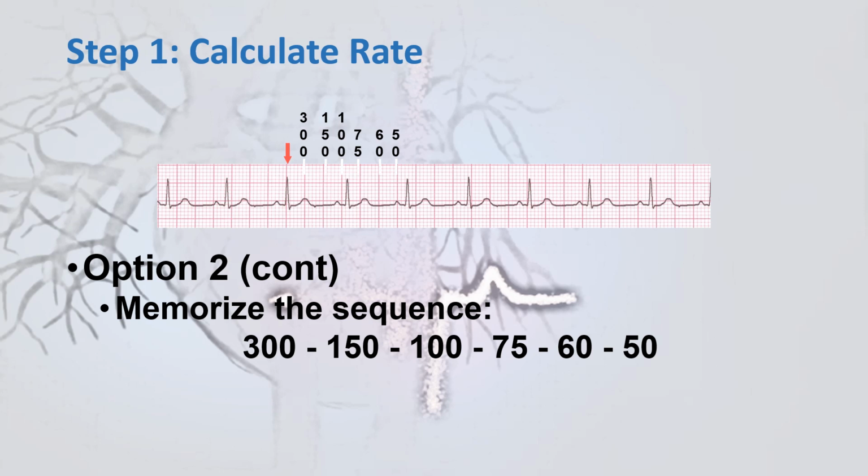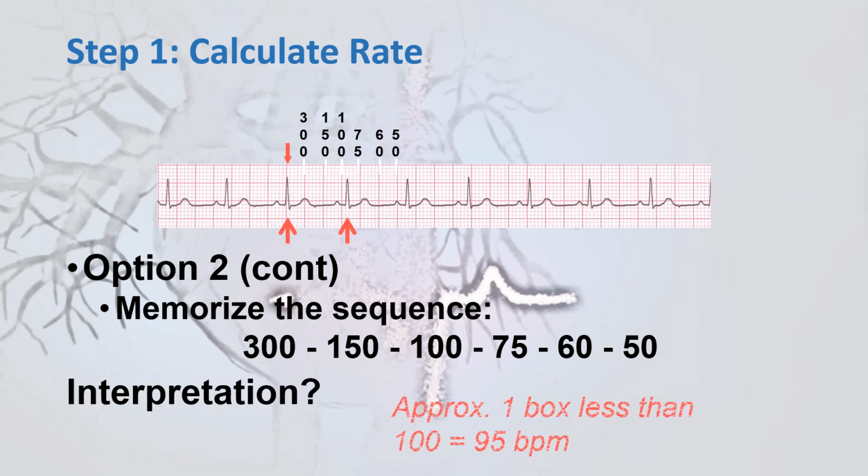So this is the continuation of option 2. As it's simple, put the numerator as 300 and the denominator will be the number of large squares between the RR interval. Otherwise, the numerator will be 1500 and the denominator will be the number of small squares between the RR interval. So in this ECG paper, the interpretation is approximately one box less than, so it comes to 100.